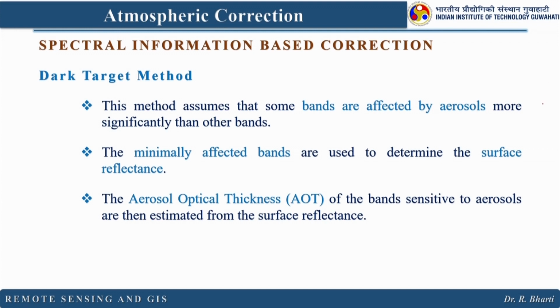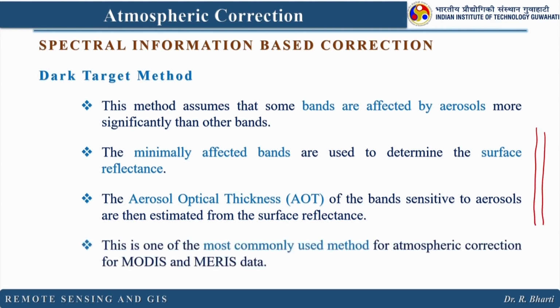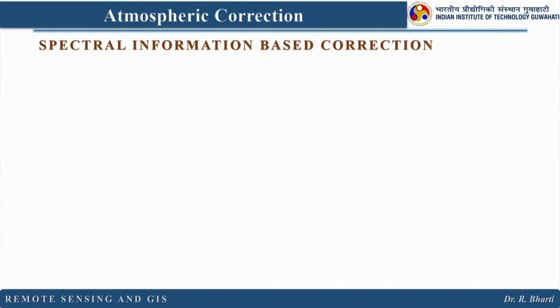So, these are very simple statements, I hope you can understand easily. This is one of the most commonly used methods for atmospheric correction for MODIS and MERIS data. This is one type of sensor for which data is available, and you can easily go to their website, register yourself and download these data sets, right. So, now next is spectral information based correction. Here you have the mid infrared dark target method.